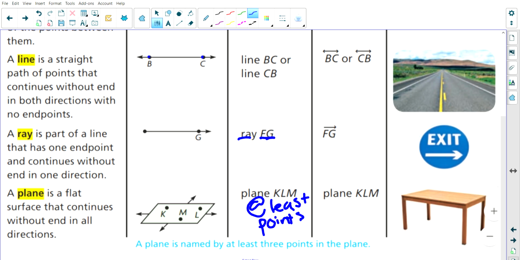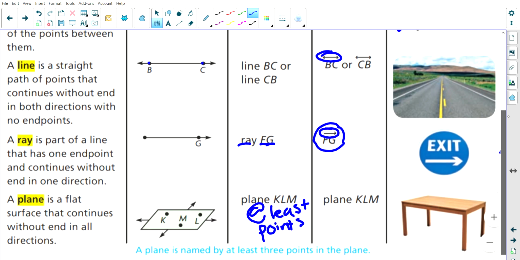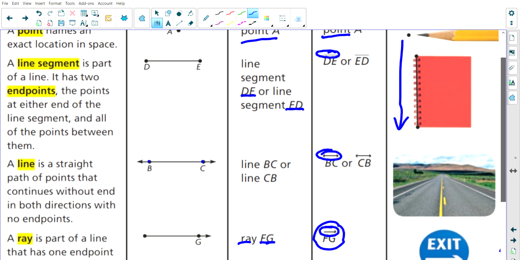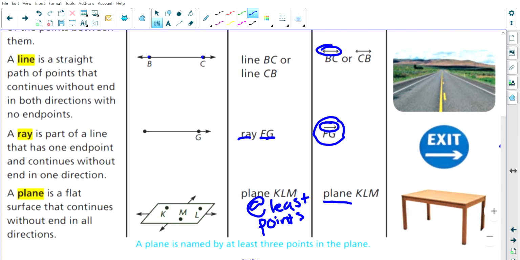The shortened way to write it is you draw a little picture above the letters of what it looks like. So like this is a line, BC, do you notice there's a little line above it? This is a ray, you notice there's a small ray above it. This is just a line segment, you notice there's just a line segment above it. The only ones that get an actual label are points and planes.